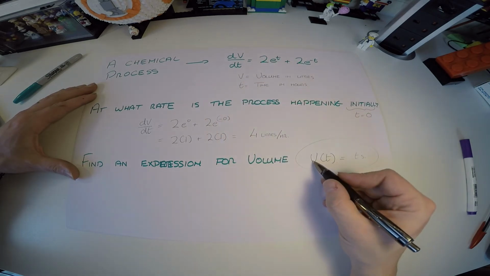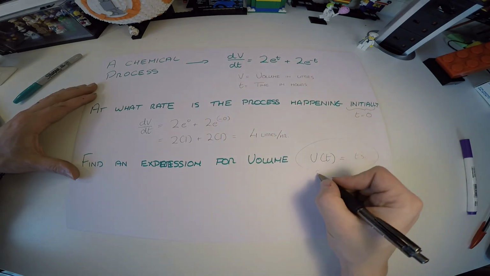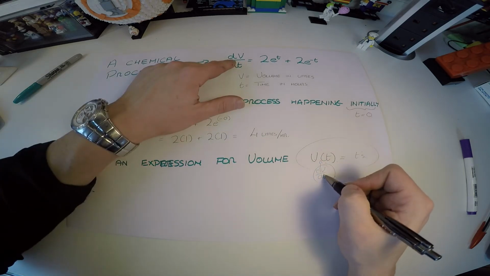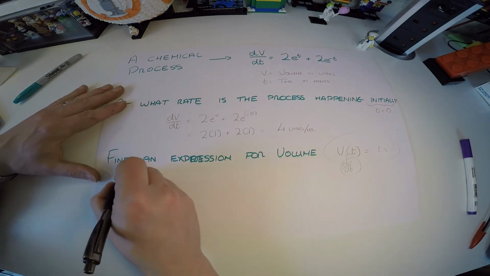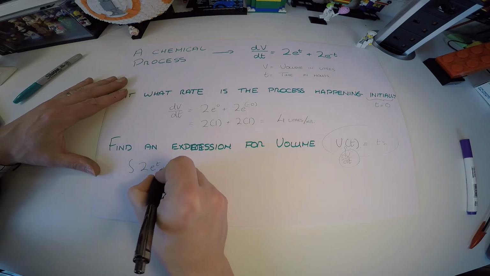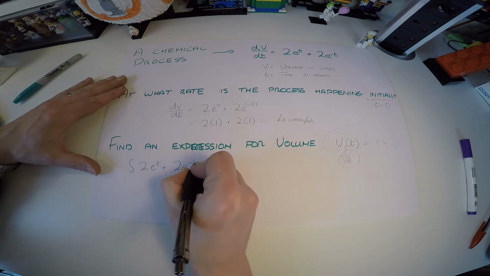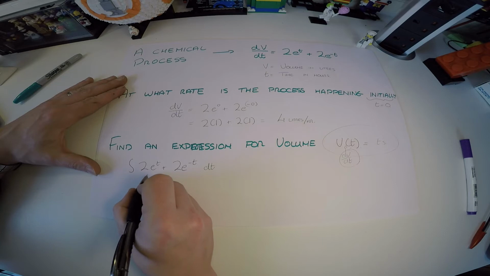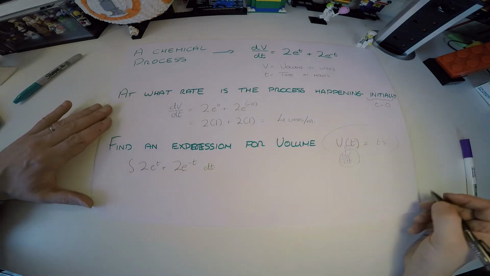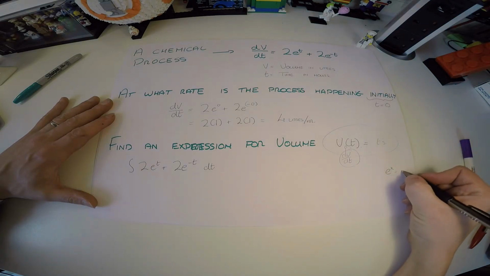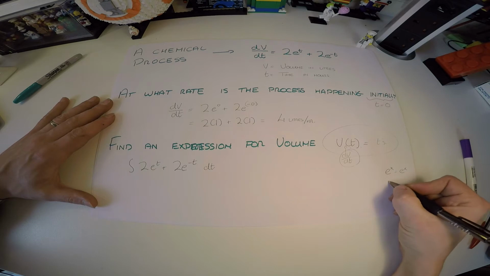I must have differentiated this, and if I'm differentiating V with respect to t, I would have had dV/dt. So I want to go backwards. So if I would have differentiated to get to here, I must integrate this to get backwards. So integrating this thing here, the integral of 2e to the t plus 2e to the minus t, with respect to dt. So when we do this, what happens if you integrate e to the x? Well, let's remind ourselves of that. The integral of e to the x is actually e to the x, nothing changes. But if there was a constant or a coefficient with the x, e to the 2x, what do you do?